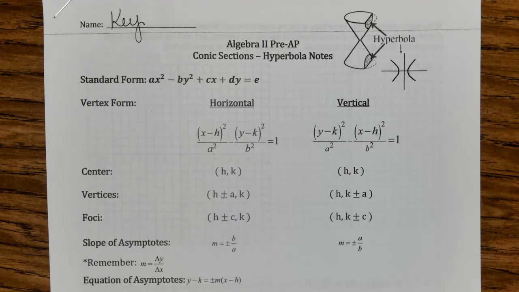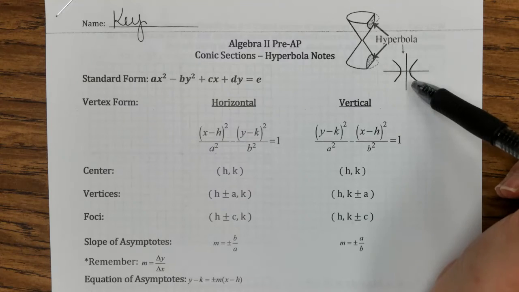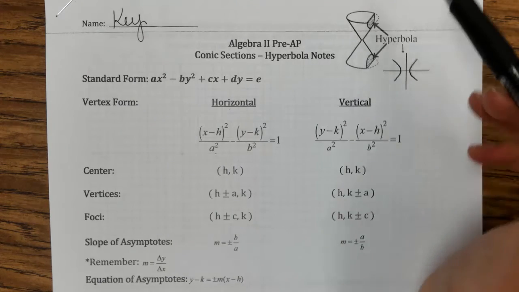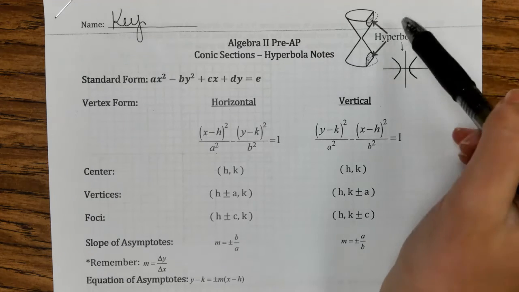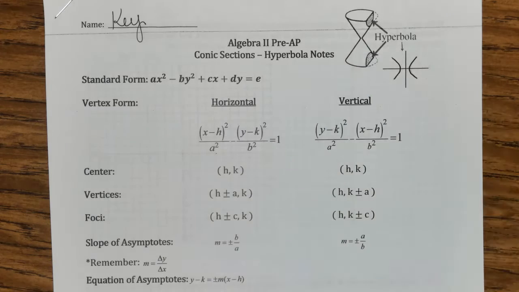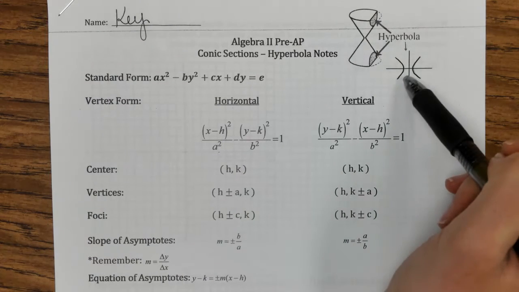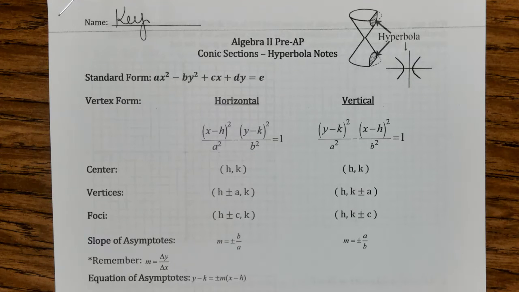Okay, so hyperbolas are very similar to ellipses when it comes to working it out. But if you look at this picture, this is what a hyperbola looks like and how it's formed. With the ellipses, we had a cone and a plane intersecting it at a diagonal. Here, you're taking a plane and intersecting it perpendicular to the cones, and so this is the shape that's formed. So it's almost like two parabolas looking in opposite directions.